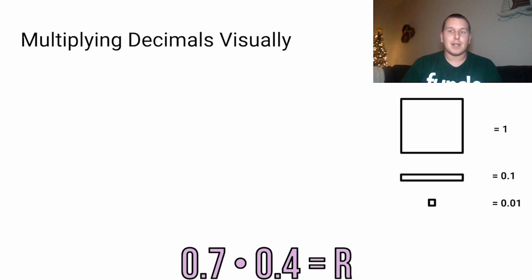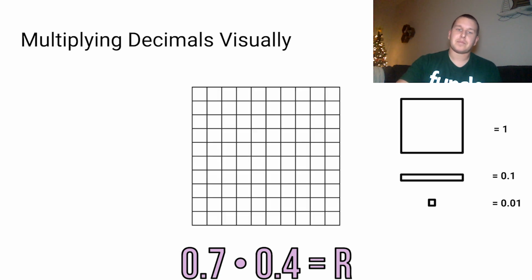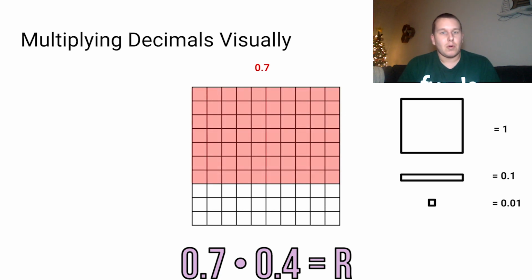We're going to need this key again, okay? So one flat is going to be 1, 1 rod's going to be 1/10, and 1 unit will be 100th. So we got a flat here, so 100 little units here, okay? So first thing we're going to do is represent the 7/10. So I think we can all agree if I highlight 7 of my rows, that is going to be equal to 7/10, okay? Because we have 7 rods, 7/10.